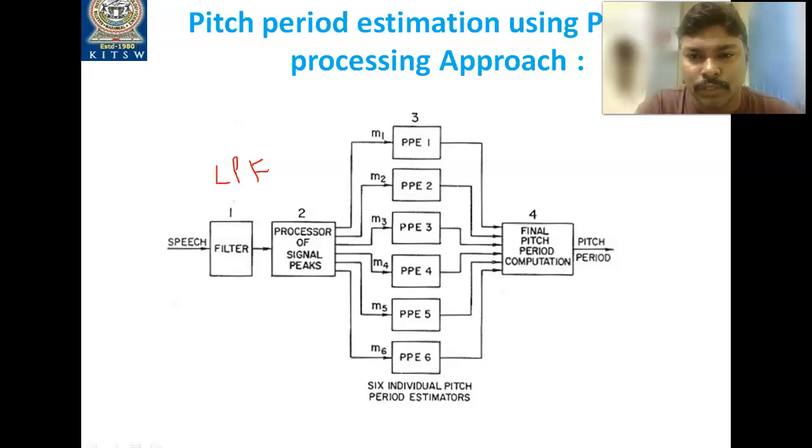So what will the fourth block do? The fourth block is the final pitch period computation. It collects all the pitch estimations from the respective PPEs. For example, the pitch period from the first segment we collect from the first estimator, and similarly the second, third, fourth, fifth and sixth. All the estimators' pitch periods are collected and given to the fourth block, and at the output of the fourth block we will have the complete pitch period. Actually this is an algorithm developed by Gold and Rabiner. They both developed this parallel processing approach.